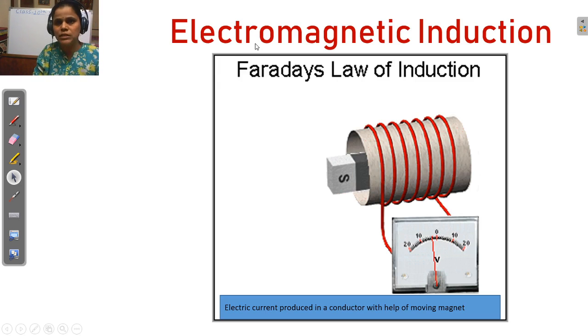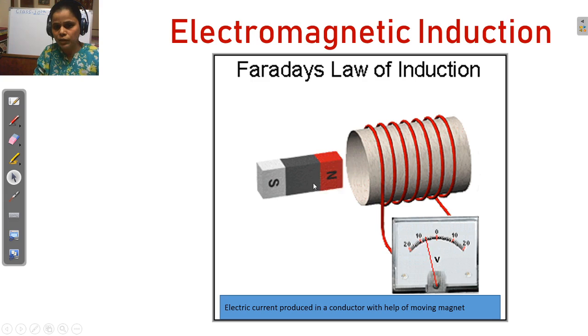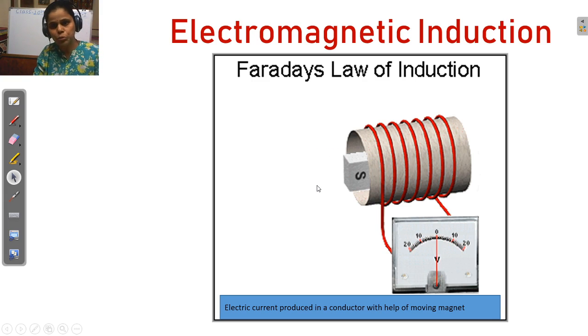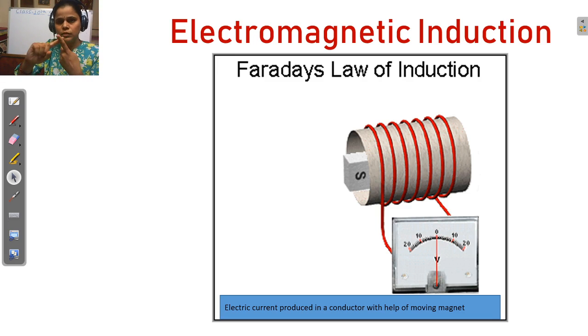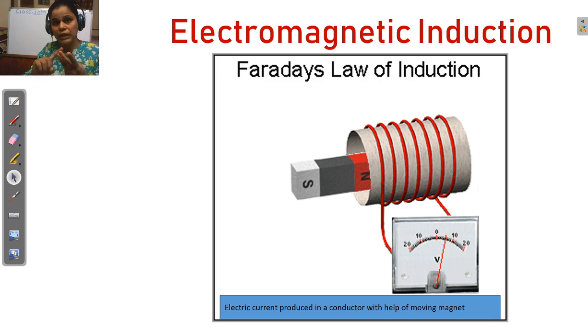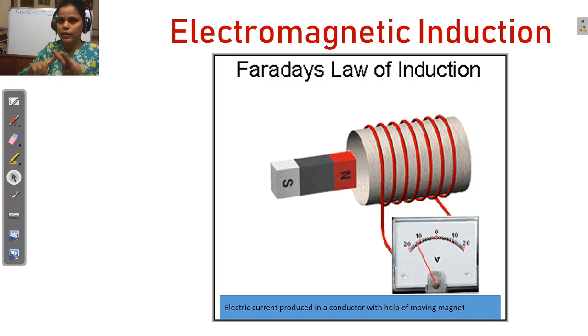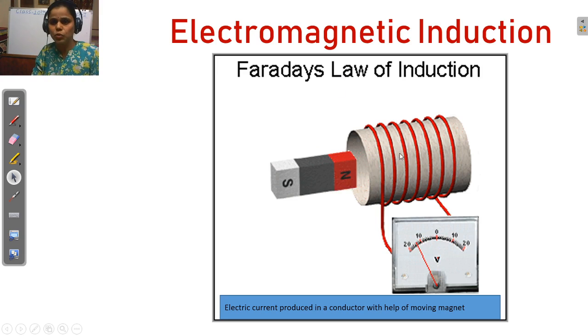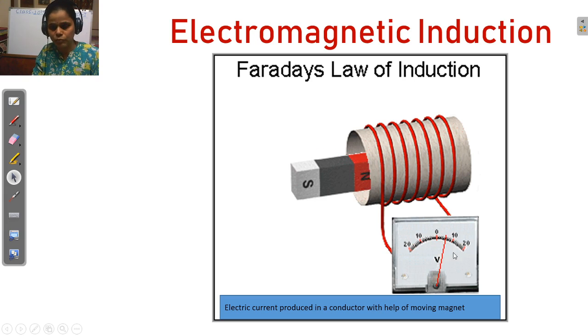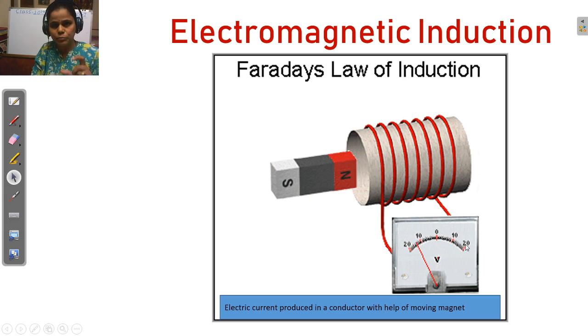So our today's topic is electromagnetic induction. In this picture you can see this magnet moves inside this coil, and this coil is in the shape of a solenoid. We have studied three shapes of the conductor: one is a straight line, second is a loop, and third is a solenoid. So you can see in this picture this magnet moves inside this solenoid, then the current will be produced in the galvanometer.